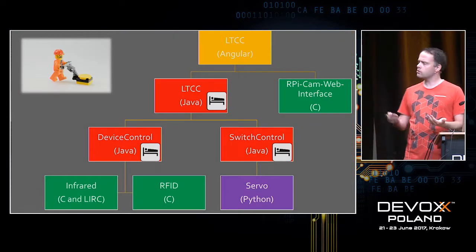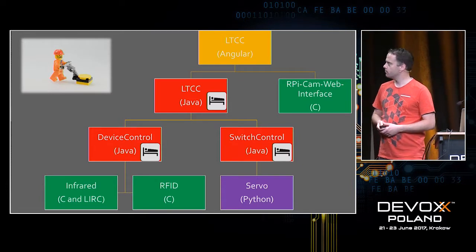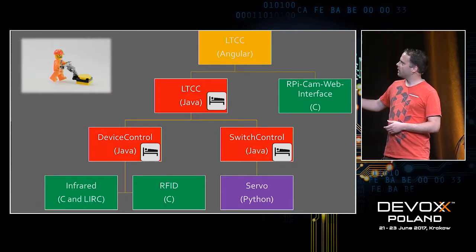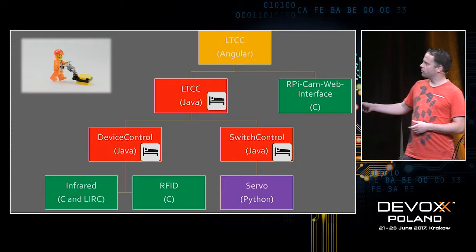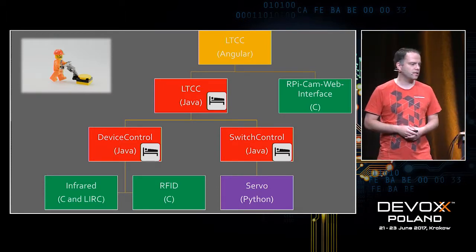So about the applications, LTCC stands for the Lego Train Control Center. You always need a good abbreviation. The front end, we built in Angular. The back end, we built in Java. I thought this was the official REST symbol, but that doesn't really appear to be the case.